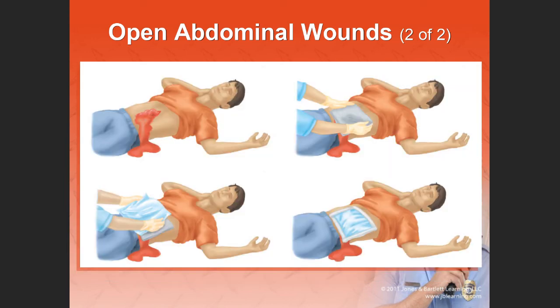Right? So the intestines are outside. The first thing you need to do is, if you have an occlusive dressing or a large piece of plastic that can cover it, tape it down. If you don't have a large piece of plastic to maintain the moisture of the intestine, you're going to take a trauma dressing, wet that trauma dressing and put it over the intestines, and then you put a dry dressing over the wet dressing and seal it.